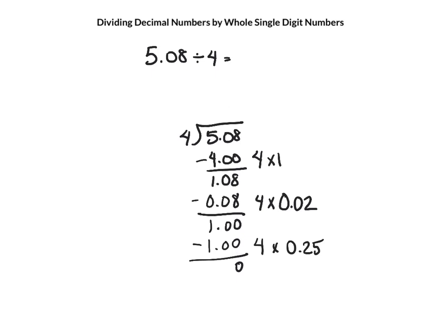And once again, I look at all of those numbers that I used to multiply by 4 as I was building my dividend. And I add them all together, and I get 1 and 27/100. This is the same strategy that we used before. Let's do one more together, and then you're going to try this on your own.